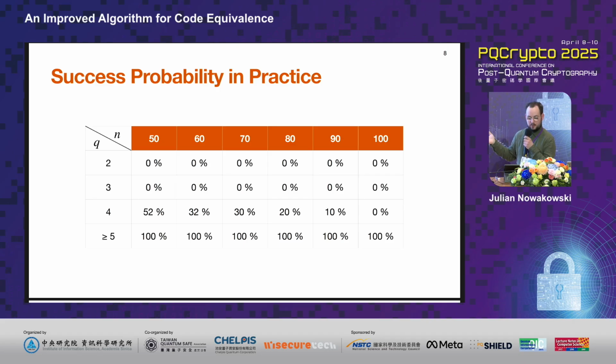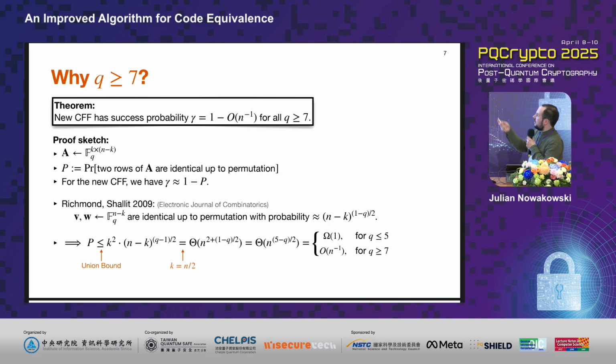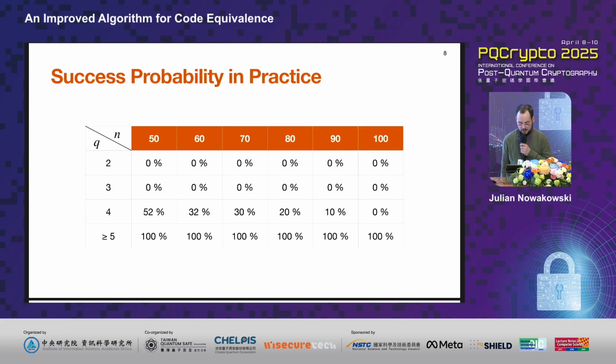And for these, everything works. So it seems, at least in practice, the canonical form function works very well for all cryptographically interesting settings. The only thing that's maybe not so nice is we can't prove it for q equal to 5. But that's really the only thing that's missing in the proof. Everything else is basically there.